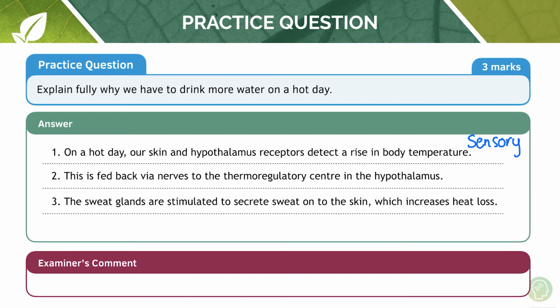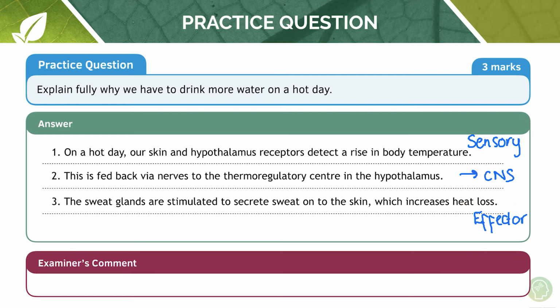Then this is the feedback to the CNS. And this is your effector mechanism. And when you've got a question asking about something like thermoregulation or homeostasis, and it's worth 3 marks, we know that we can break down our sensing affecting mechanism into sensory, transmission to the CNS, and then your effector mechanism.